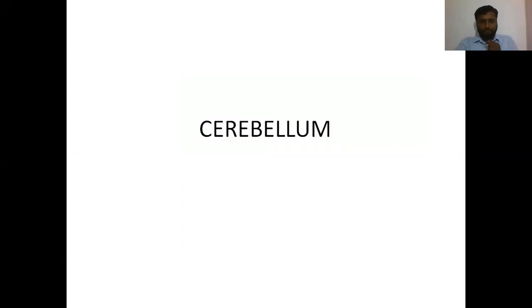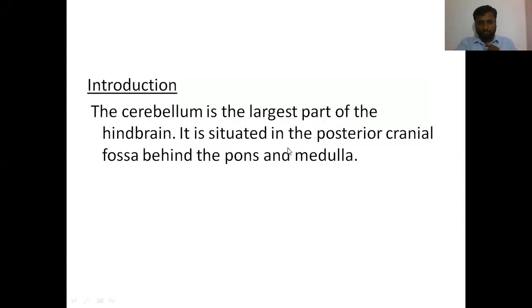Dear students, today we are going to discuss the cerebellum. What is meant by cerebellum? The cerebellum is the largest part of the hindbrain, situated in the posterior cranial fossa behind the pons and medulla. We'll see the details of these points.